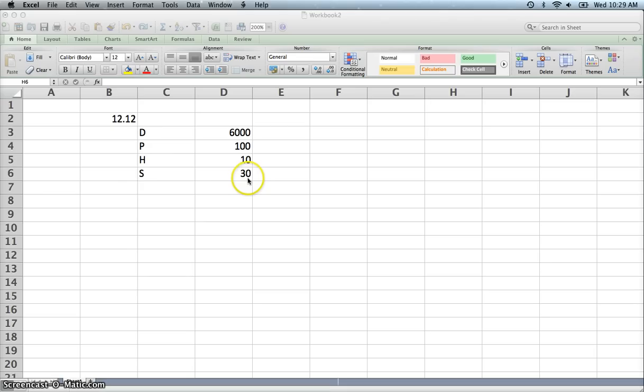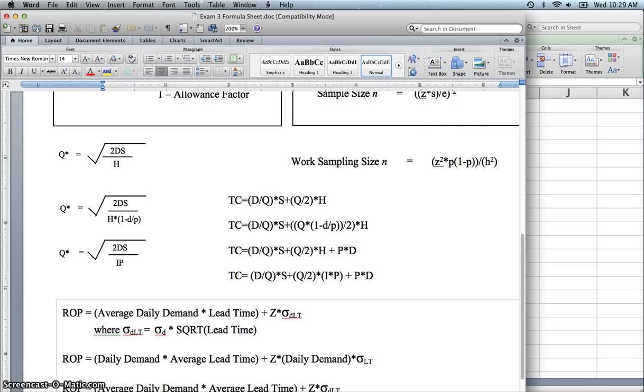And the last thing you need for economic order quantity is the ordering cost. Now, we don't use an O here. I think it's because we don't want to confuse that with a zero. And so they refer to this as setup or ordering cost, and we use the letter S. And so let me show you the formula on the formula sheet.